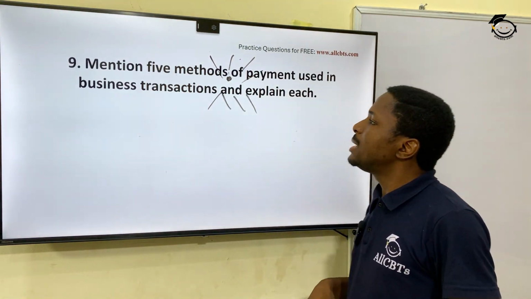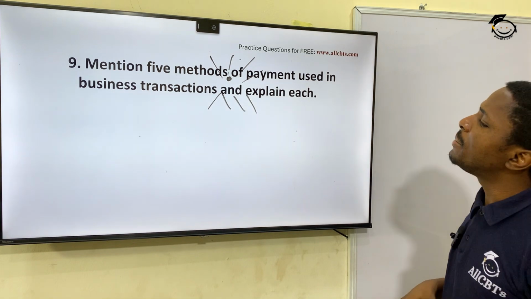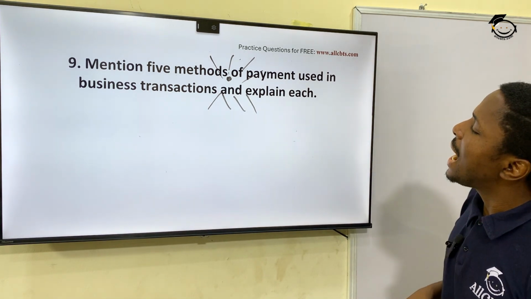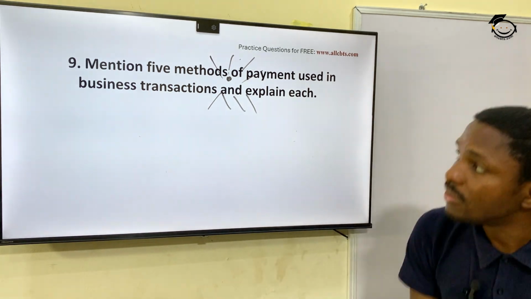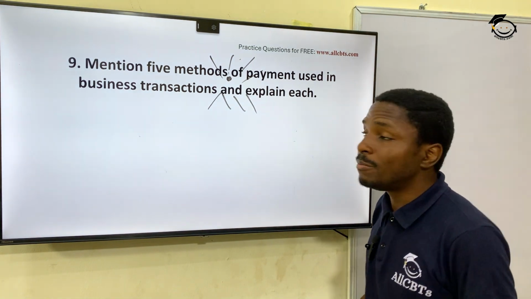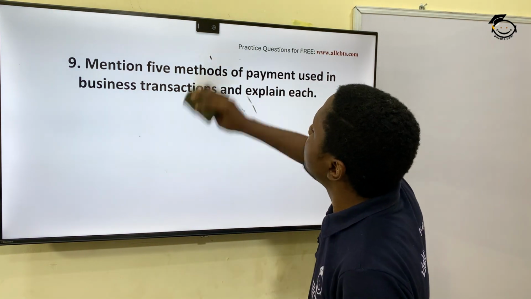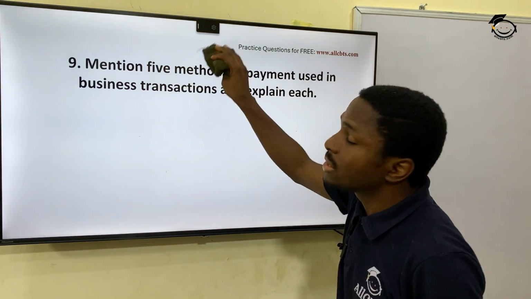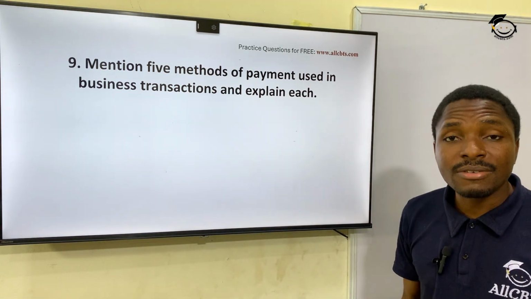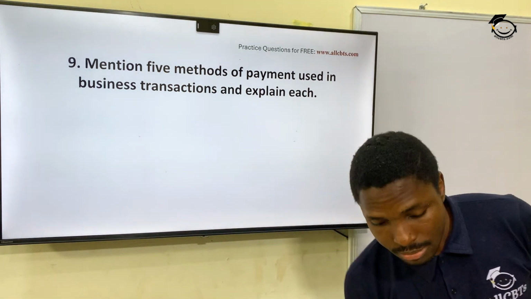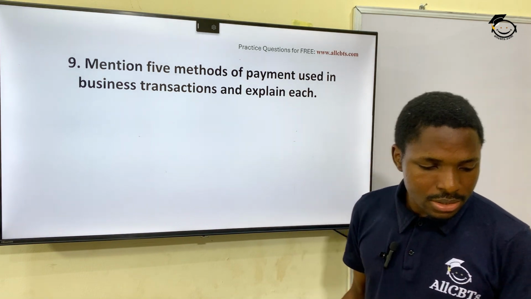Question 9. Mention 5 methods of payment used in business transaction and explain each of them. 5 methods of payment. Of course, you know some of them. You know the bank transfer, right? Bank transfer is a mode of payment. Cash deposit is a mode of payment. Let's see the ones I have here.